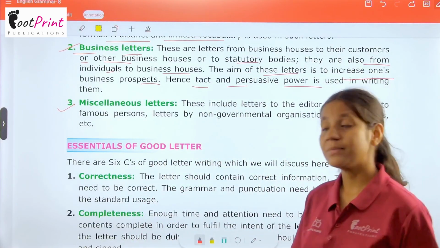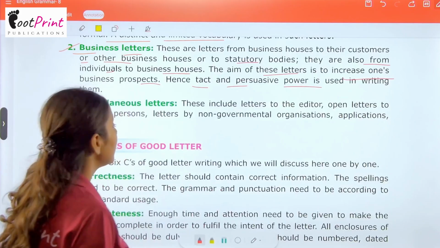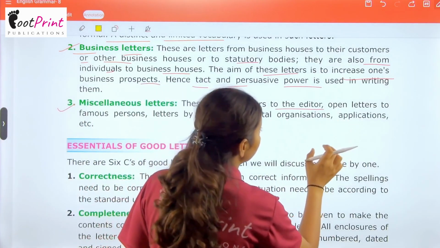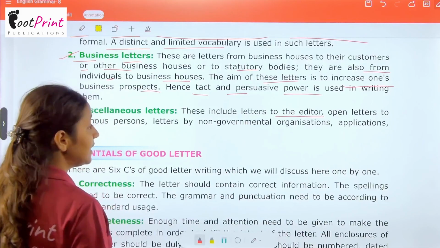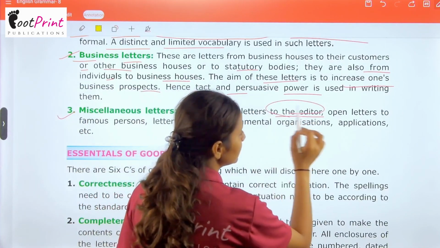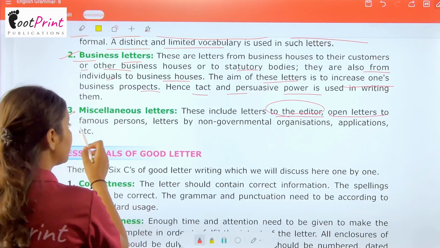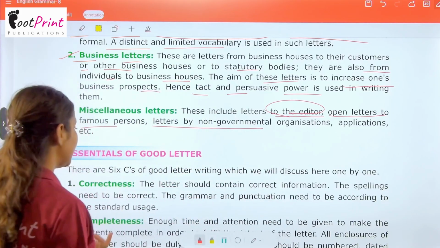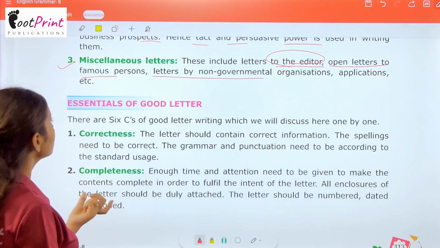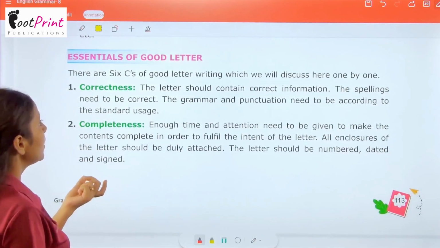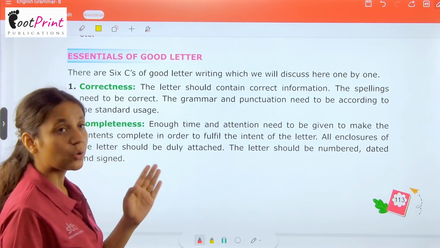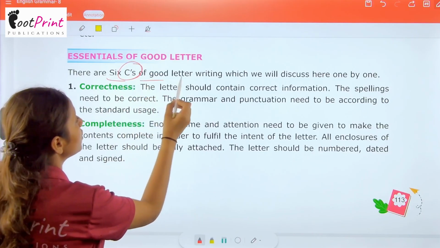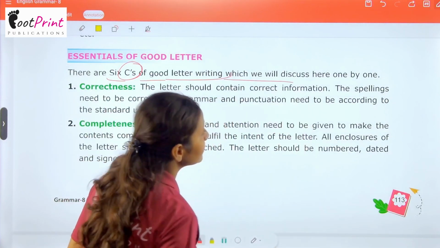Now we have miscellaneous letters. These include letters to the editor, open letters to famous persons, letters by non-governmental organizations, applications, etc. So that was about miscellaneous letters. Now we are going to learn about the essentials of a good letter. There are 6 C's of good letter writing which we will discuss here one by one.